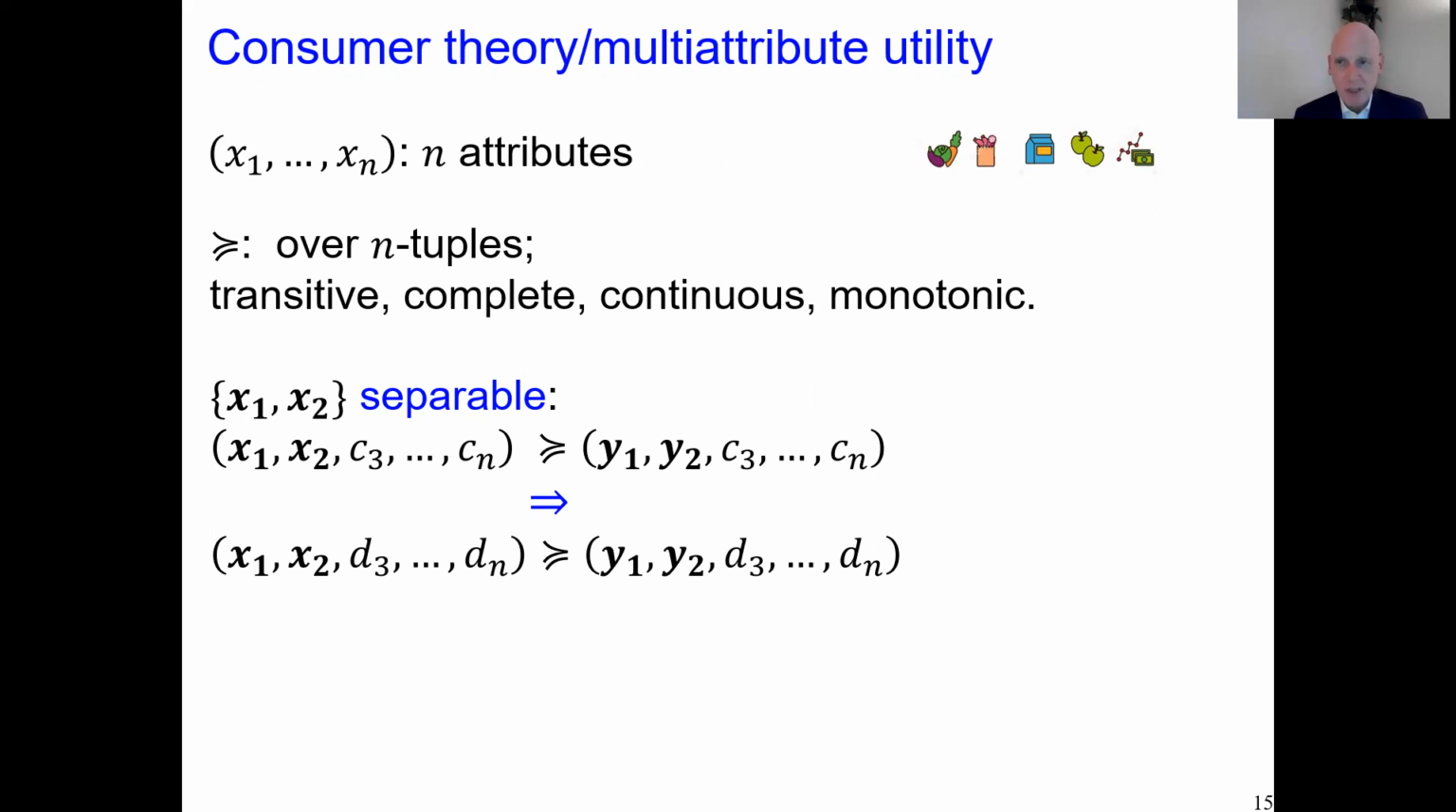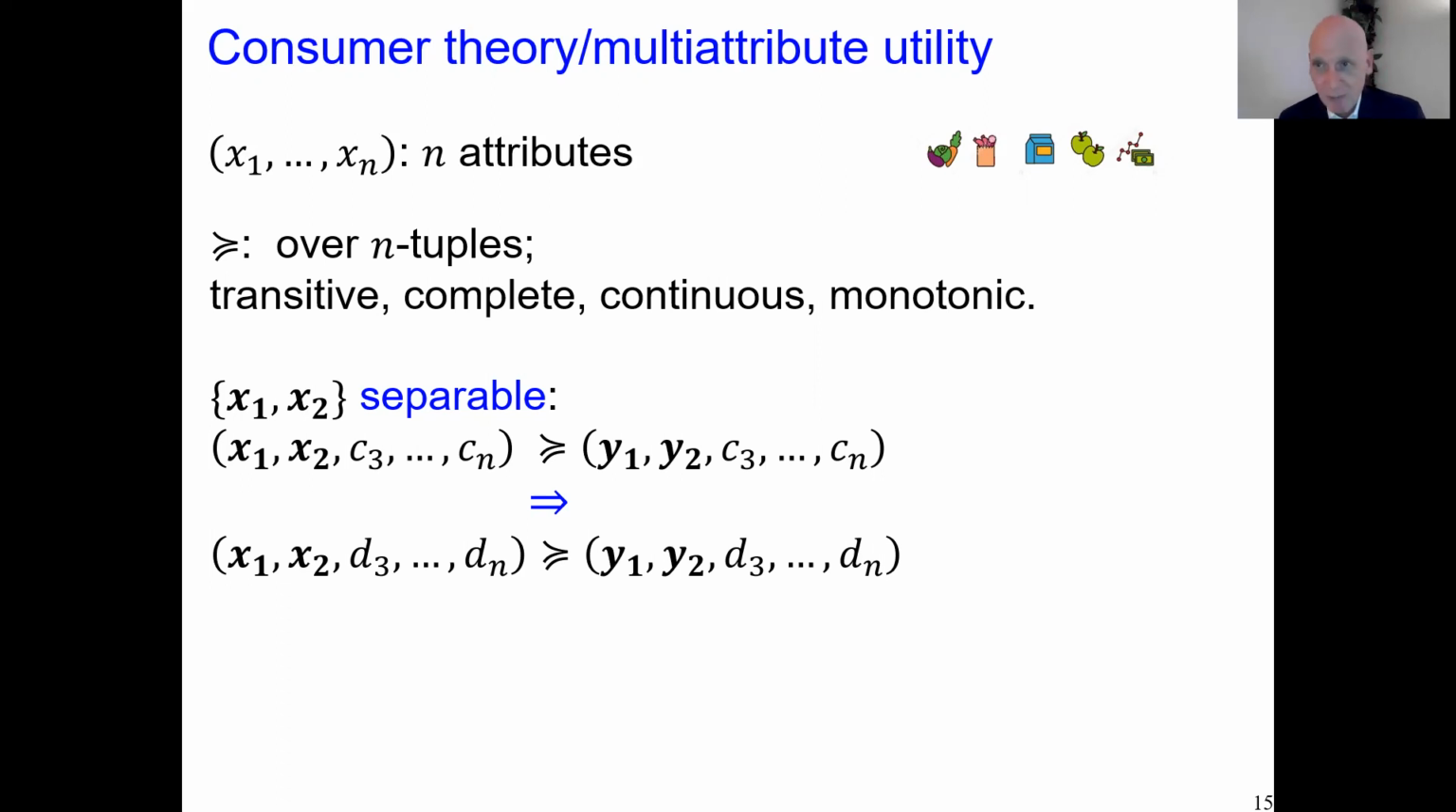This means in a way that if we think about the preference over the first two attributes, we need not think much about the other attributes. They are not impacting how we choose between the first two attributes. There is no interaction from attributes 3 to n into attributes 1 and 2 going on. So attributes 1 and 2 are separable in that sense. That's what this condition means.